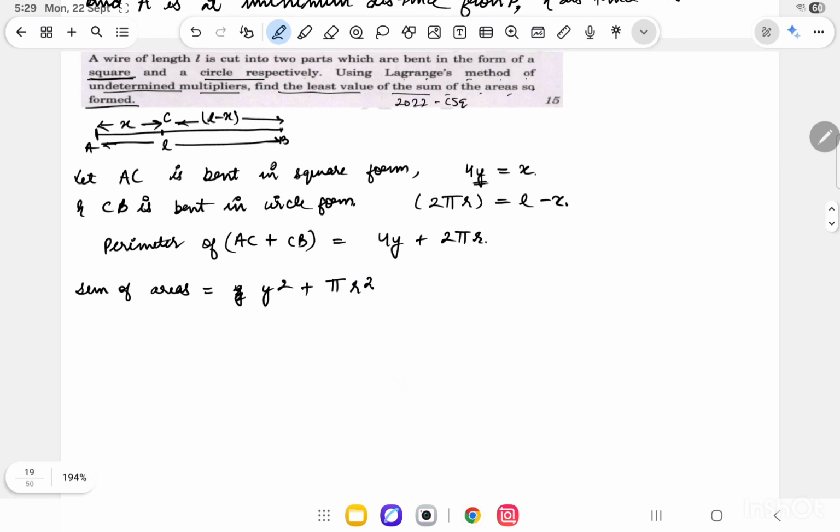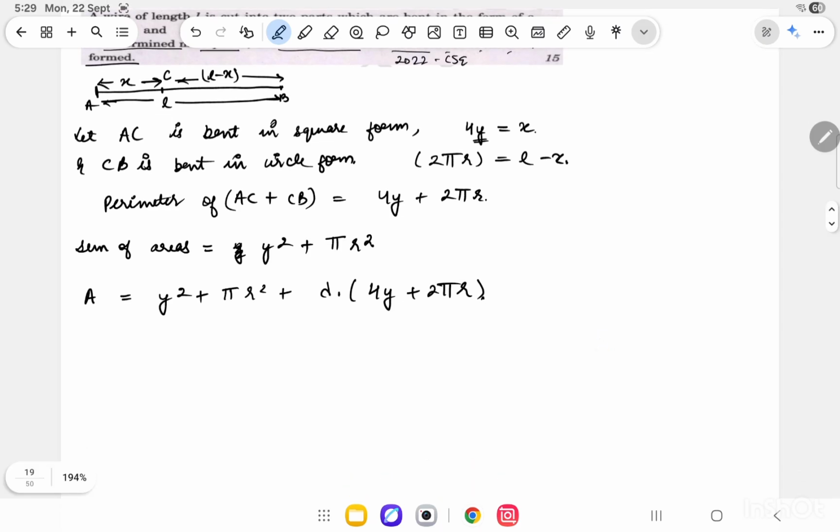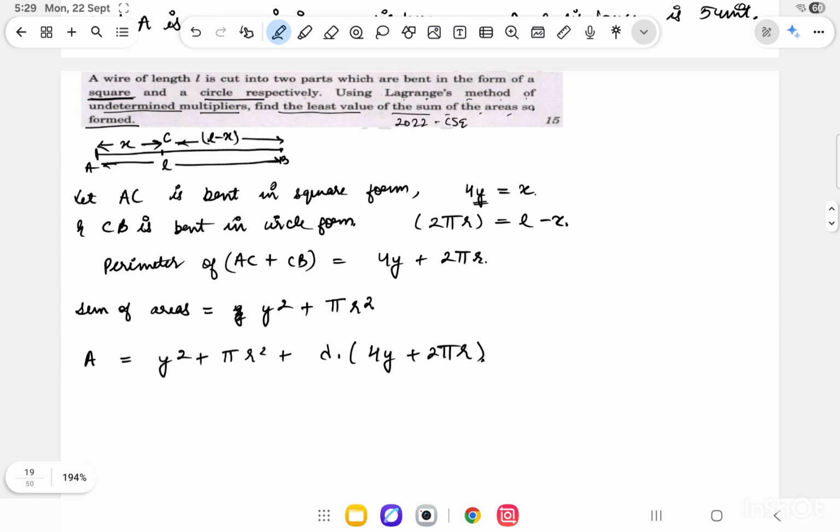Now let us form a formula as A, that will be basically y square plus pi r square plus lambda times 4y plus 2 pi r. So here lambda is basically an undetermined multiplier, or maybe Lagrange's coefficient, and we are supposed to minimize this area, minimize this sum of areas.